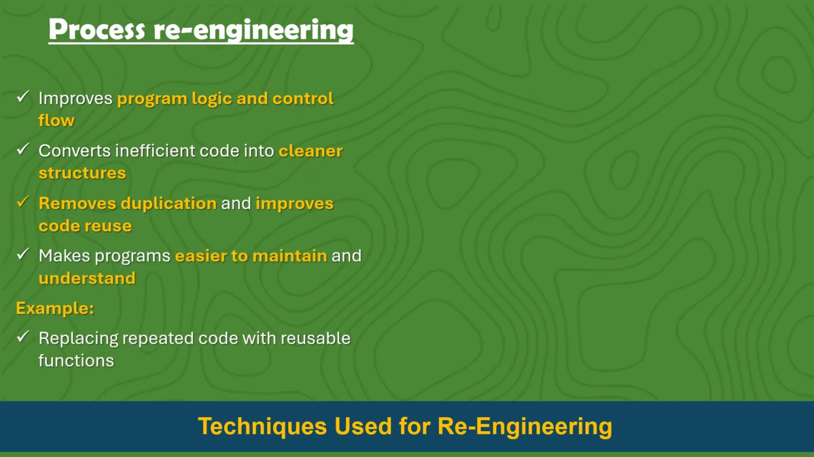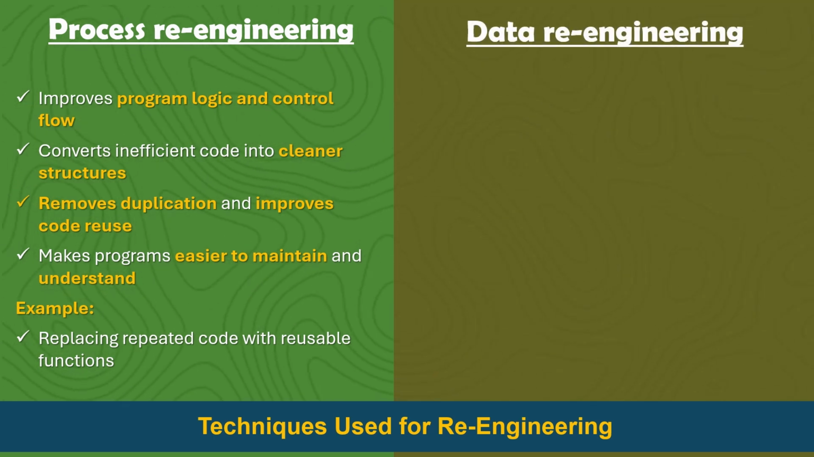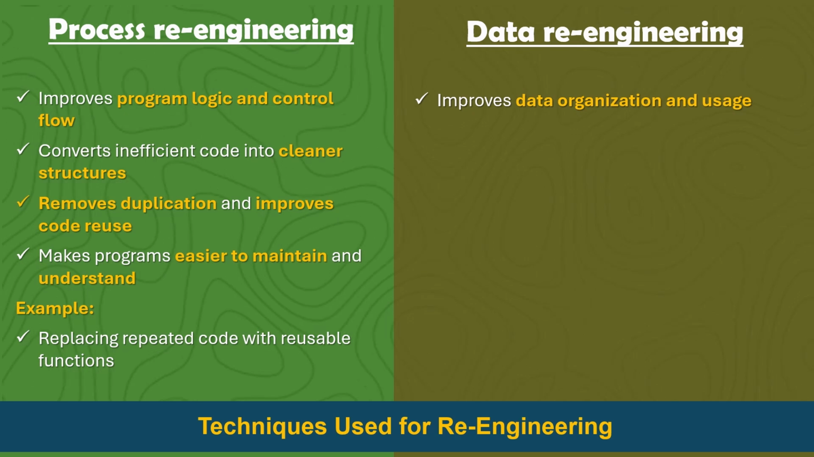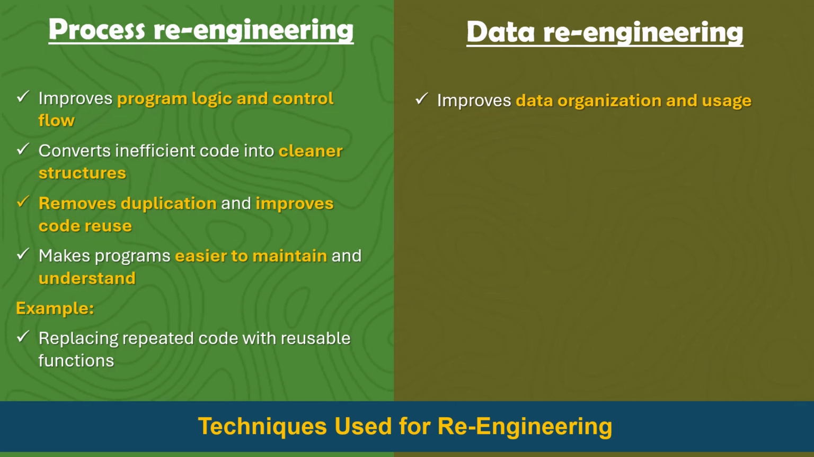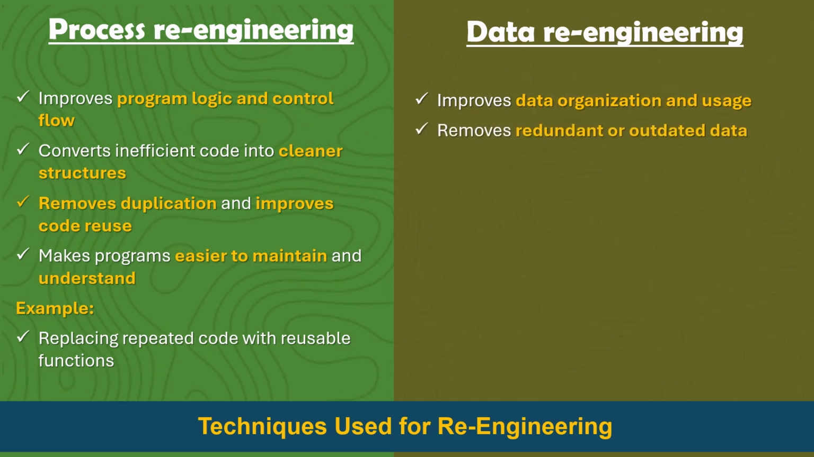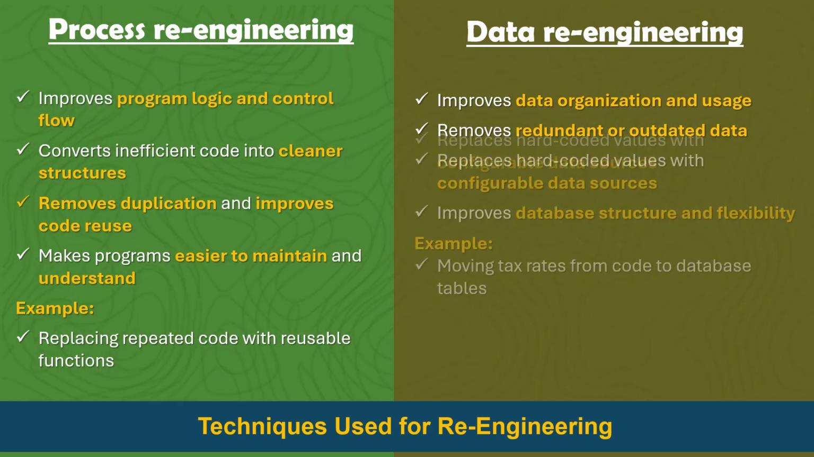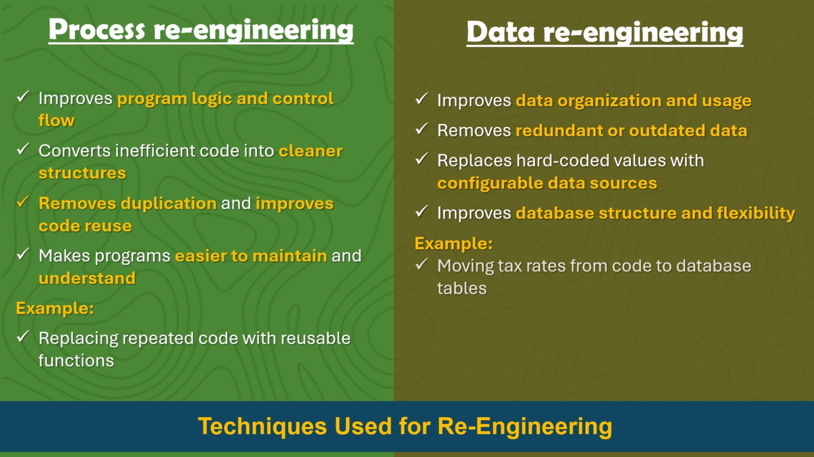Data reengineering focuses on improving how data is organized, stored, and used within the system. This may include removing redundant data, restructuring the databases, or replacing hard-coded values with configurable data sources. For instance, instead of embedding tax rates directly in code, they can be stored in a database table, so they can be updated without modifying the program.